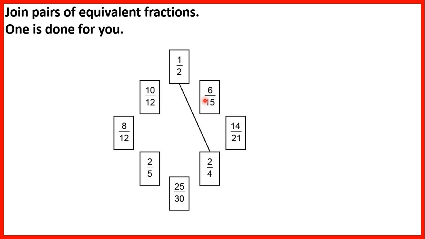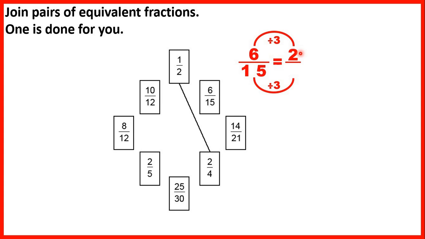Well, the best approach for this question is to simplify the fractions that we have. And then, if the fractions simplify to the same fraction, we know that they will be equivalent. Remember, we can simplify fractions by dividing both the numerator and denominator by the same number. And 6 and 15 are both in the 3 times table, so we can divide both the numerator and denominator by 3.